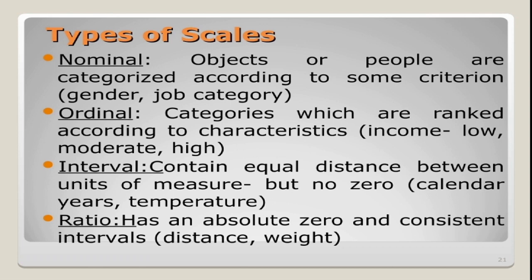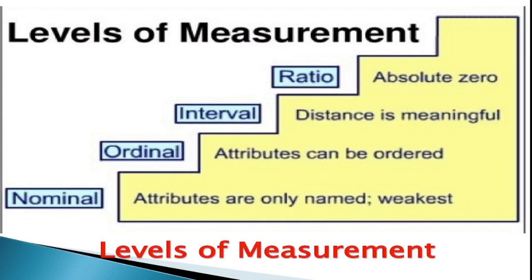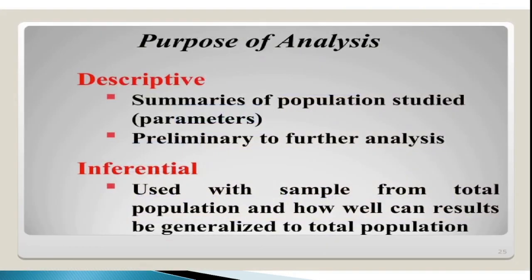It has an absolute zero and consistent intervals. Example, distance, weight. See the ladder, nominal is the base one. So attributes are only named. Ordinal attributes can be ordered. Interval, distance is meaningful. Ratio, absolute zero. So these are all the items coming under levels of measurement.